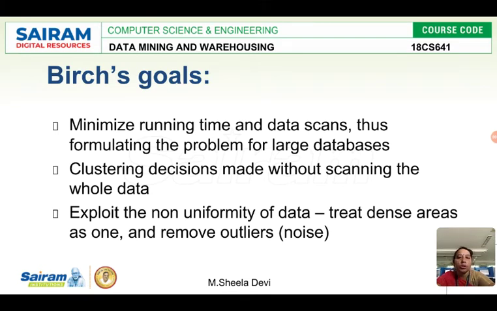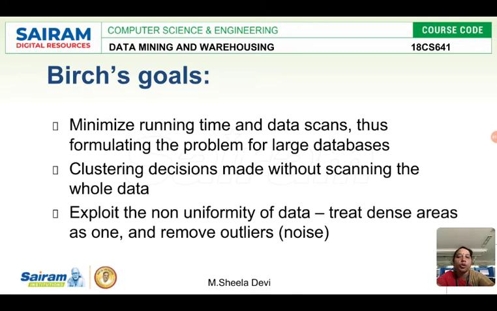We have two algorithms under scalable clustering algorithms: one is BIRCH and the other one is CURE. What BIRCH does is it minimizes running time and data scans, thus formulating the problem for large databases. As it is going to reduce the data size, it can minimize the running time as well as the data scans. Clustering decisions are made without scanning the whole data. Since we are not going to scan the entire database, the clustering decisions will be fast, as it is going to scan only the selected data.